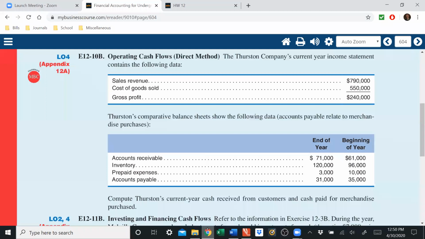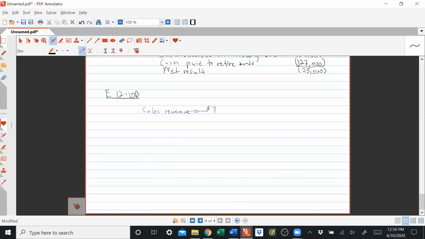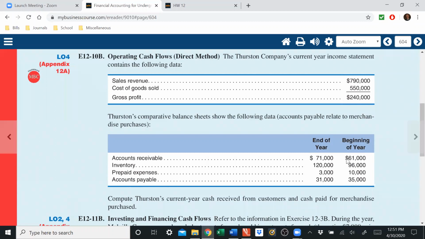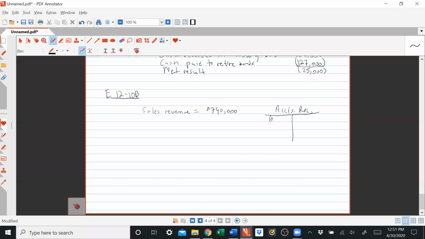Which they told us was 790,000 right here. And the related balance sheet account you're trying to analyze to figure out the actual cash you received from your customers. I mean, this is our sales revenue. That's an accrual number. That doesn't mean we've actually received that amount of cash. That's how much we've billed our customers for services rendered this period or for goods delivered because we've earned it. But have they paid us that much in cash? So to analyze that, we look at accounts receivable on the balance sheet. So accounts receivable starts at the beginning of the year with a $61,000 balance and ends the year with a $71,000 balance, a $10,000 increase.